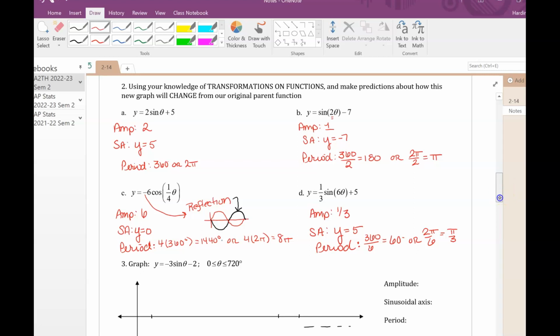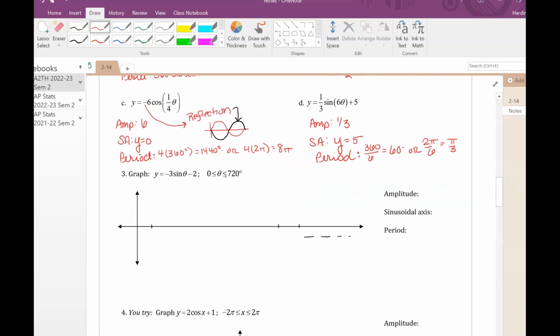All right, let's put this together and make a picture. This says in here, whoops, I got a little leftover ink, to do from 0 to 720. All right, so here's the equation. What is the amplitude? Well, the amplitude is going to be 3 because there's a vertical stretch by a factor of 3. Everything has been shifted down 2, so the sinusoidal axis is y equals -2. The period of the graph, there's no horizontal stretch or shrink in there, so we're going to go with 360.